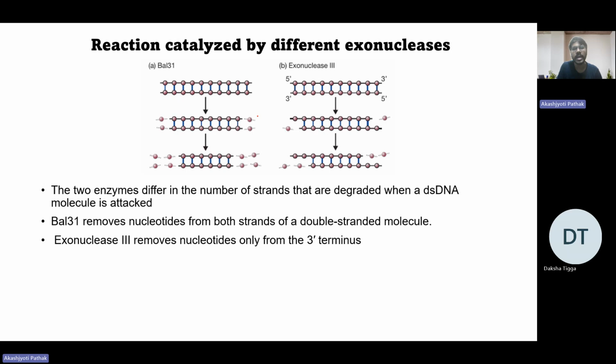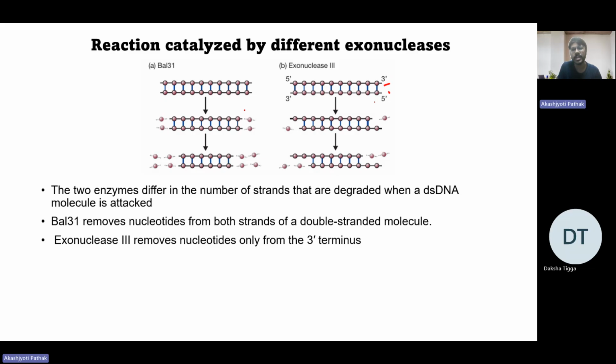is acting on both the ends of the DNA. So this is one end of the DNA, this is the other end of the DNA, it is acting on both the ends of the DNA, and it is removing the nucleotides from both the ends of the DNA. While exonuclease 3, what it is doing, it is acting only on the 3 prime end of the DNA. So this is your 3 prime end of the DNA.